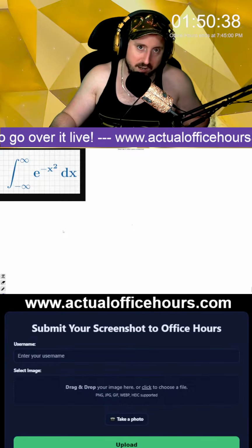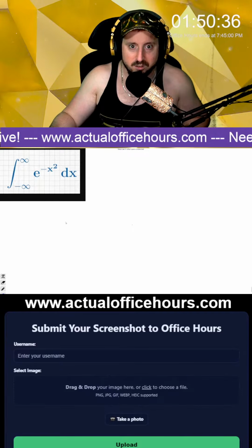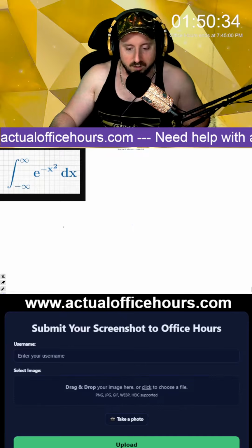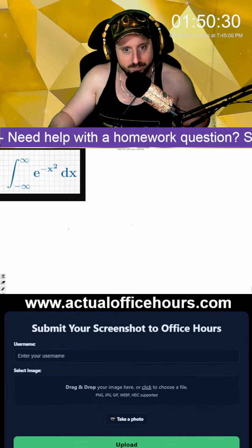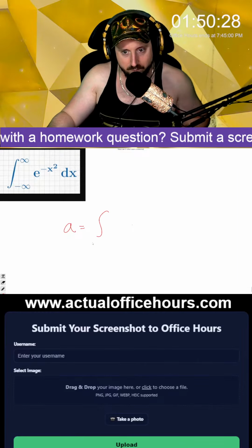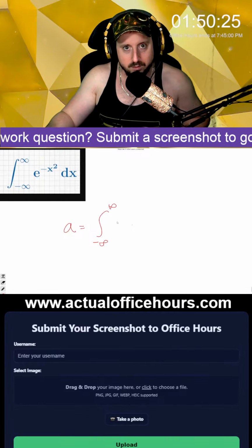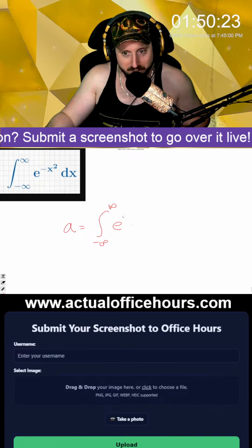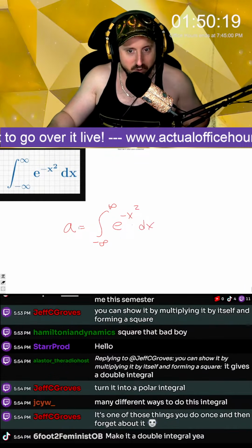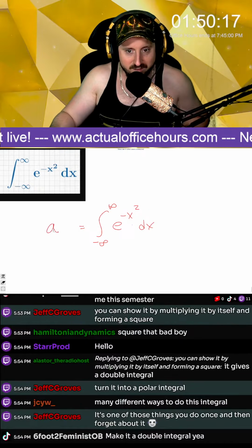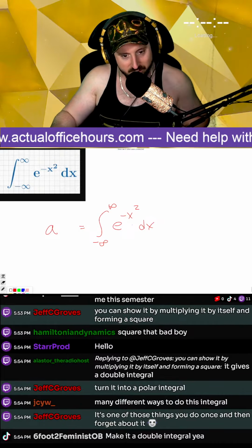Many different ways. Chat has a lot of different answers. Okay. Am I supposed to say, for instance, that A is equal to the integral from negative infinity to infinity? Yeah, you do that once and just forget about it, like it didn't happen. And you want me to multiply this by e to the minus x squared? Is that the trick?